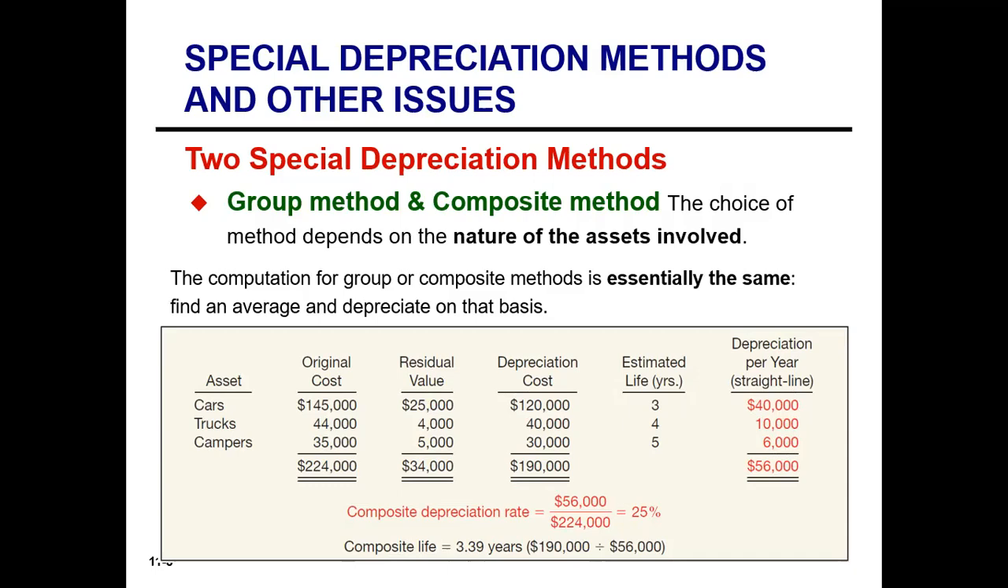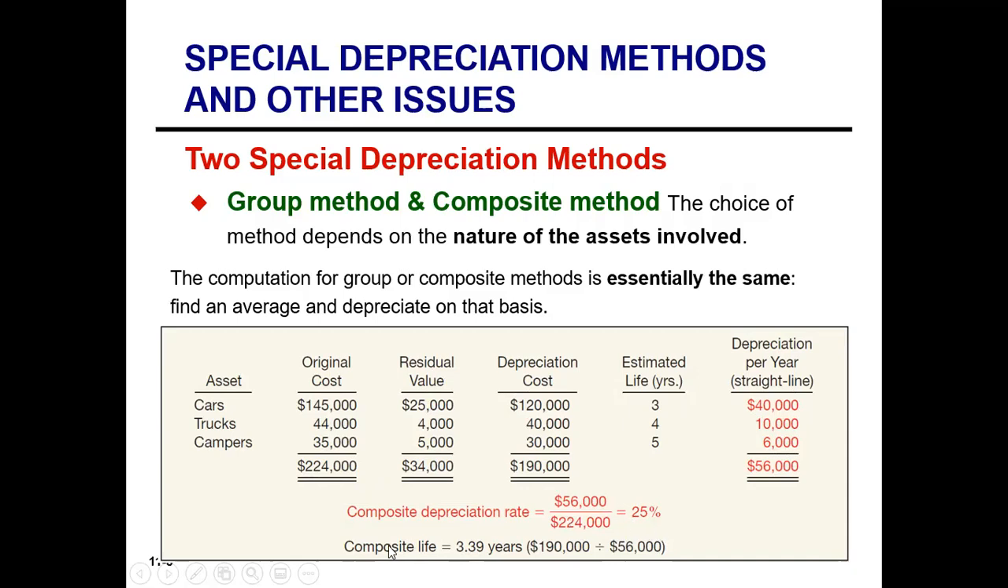Both of these methods are basically the same. What we have to do is find an average, or a weighted average if you will, to determine how we're going to depreciate these assets as a group, essentially. So on this one, if we had straight line depreciation, the total would be 56,000, and our original cost of our assets, 224,000. So we're depreciating about 25% per year, right?